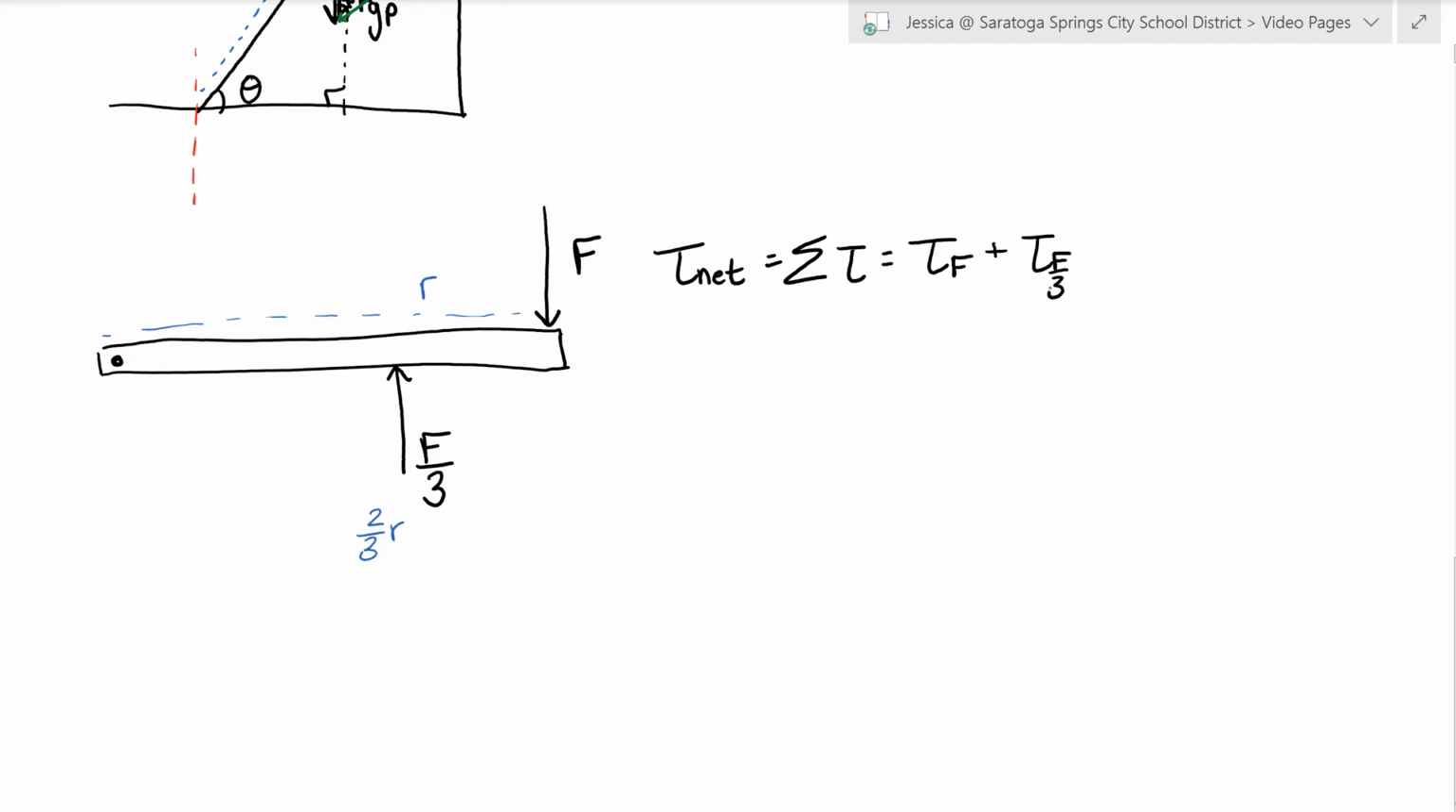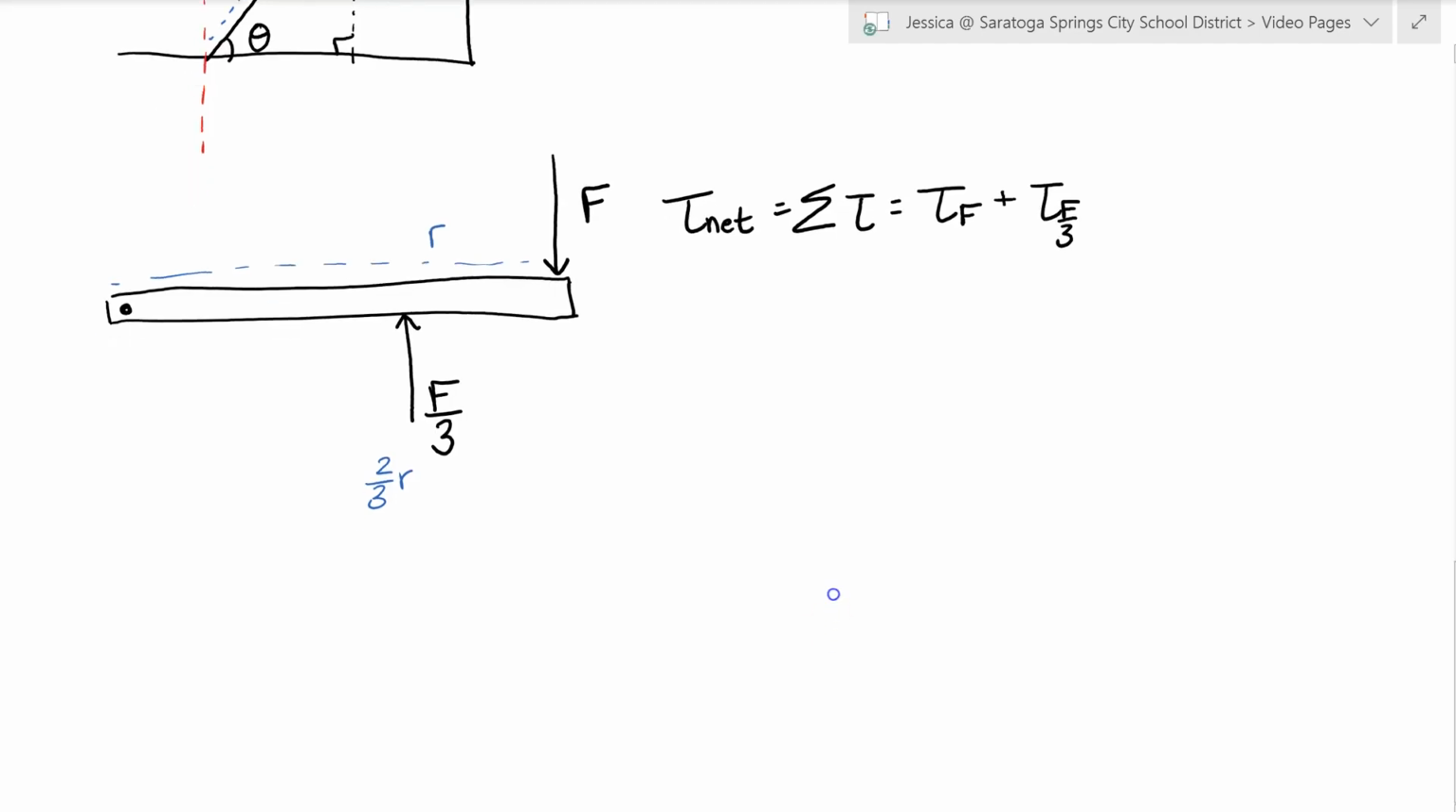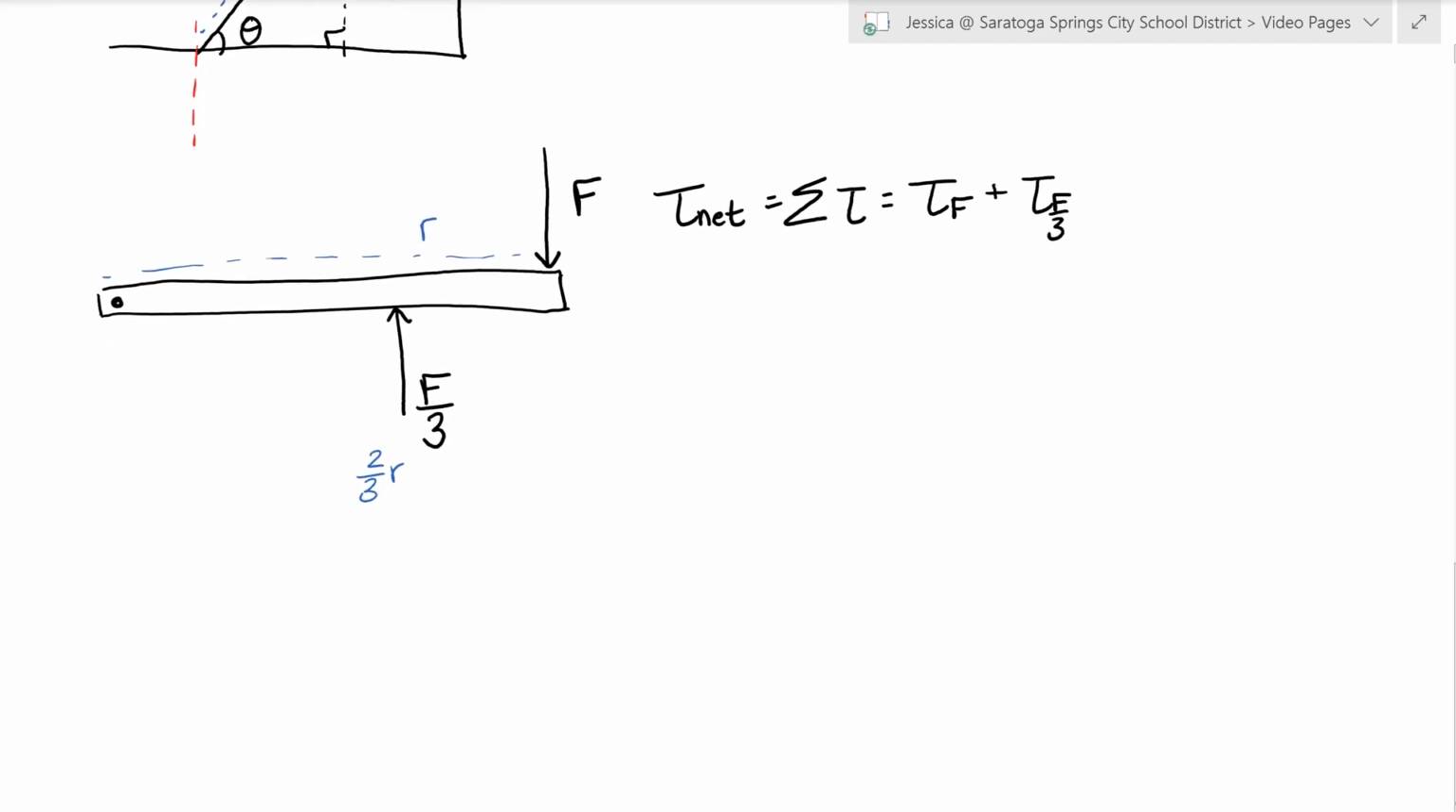But here's the thing. Those two forces are not going to create torques in the same direction. So what we need to make sure of is that we're taking into account direction. When we get into problems involving equilibrium and Newton's second law, we usually say direction of motion is positive. But in a situation like this, we're going to say that counterclockwise, or CCW, is positive and clockwise is negative. What I mean by that is, if that force would cause the bar to move counterclockwise, we would consider it positive. If it would move clockwise, we would consider it to be negative.